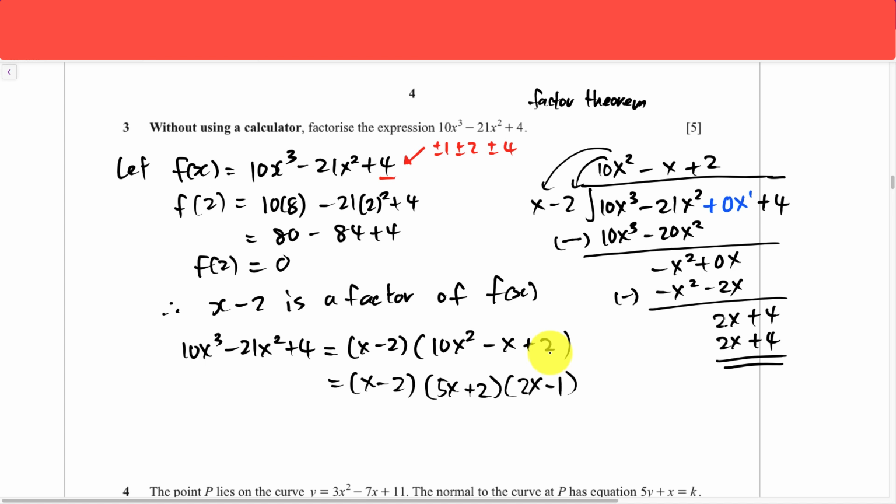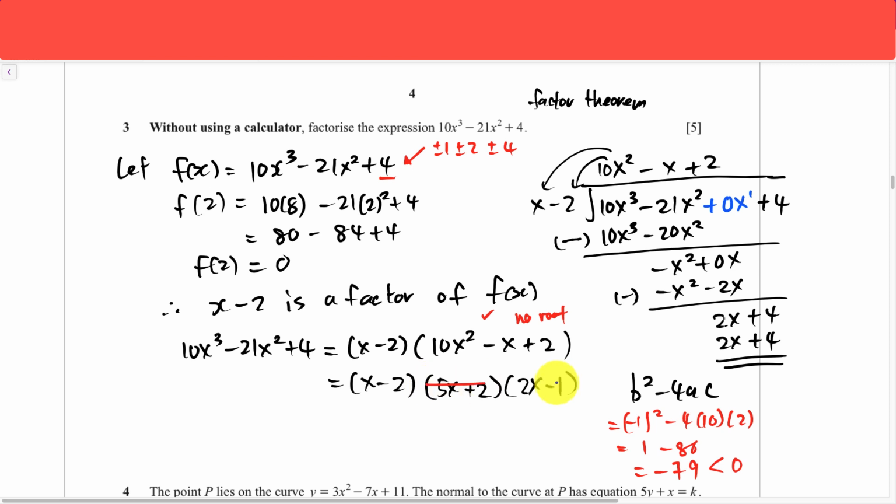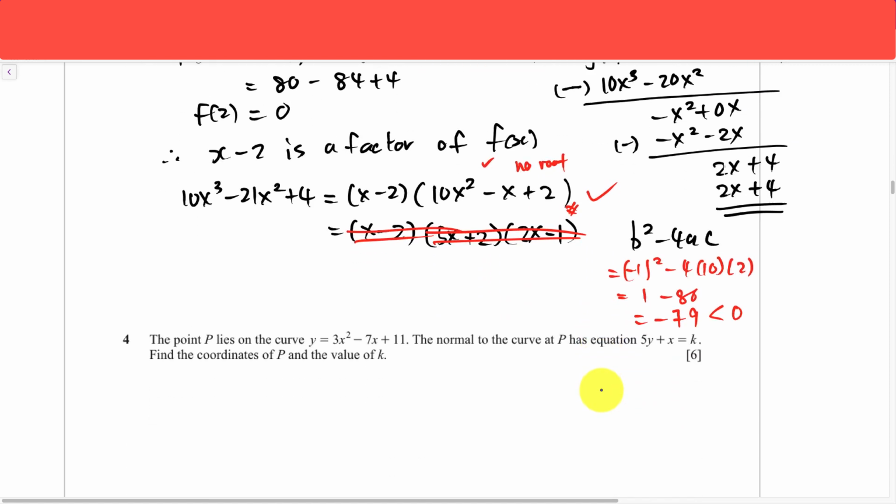Therefore, let me do b squared minus 4ac to see how many answers there are for this term. Alright, so my b is basically negative 1, squared, minus 4 times 10 times 2. So I will get 1 minus basically 80. So I will get negative 79, which is less than 0. So that means there are no more roots for this quadratic. So you don't have any answer here. So this one will be your final answer, because you can't factorize this quadratic. Alright, so let's move on.